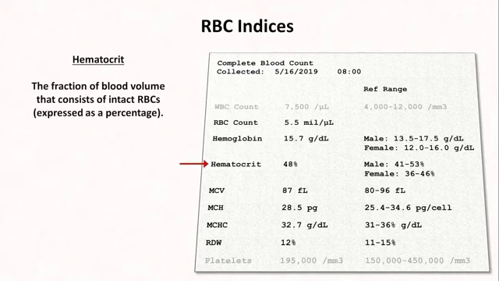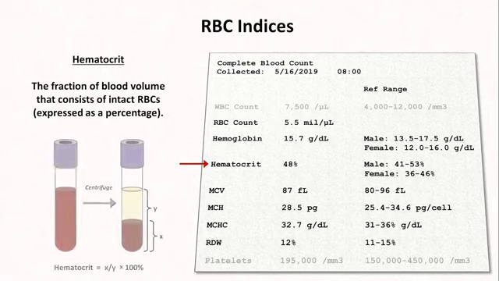This is the fraction of blood volume that consists of intact red blood cells expressed as a percentage. What's cool about the hematocrit is that the only pieces of lab equipment necessary to estimate it are a centrifuge and a ruler, though modern labs actually don't even directly measure it at all, but rather calculate it from the RBC count and the MCV. As a general rule of thumb, the hematocrit tends to be about 3 times the hemoglobin concentration, a number which is just related to the units and has no magical significance.